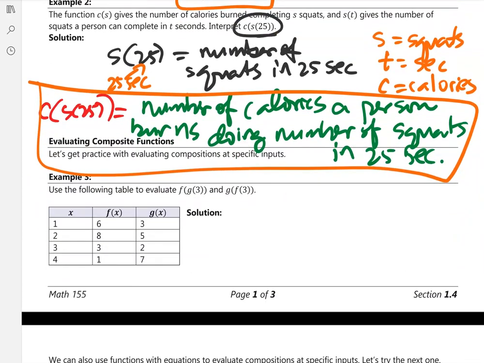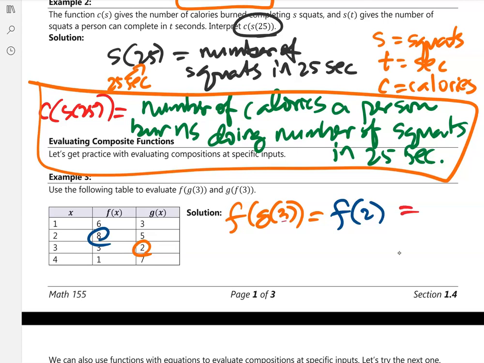Okay, now evaluating composite functions. Given a table, we want to evaluate f of g of 3 and g of f of 3. The first one, f of g of 3. g of 3 is 2. So that becomes f of 2, and f of 2 is 8. So f of g of 3 is equal to 8.